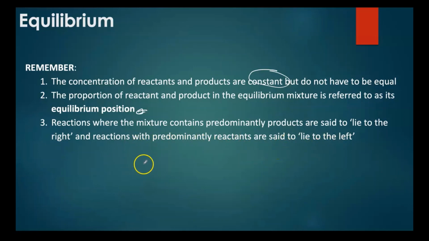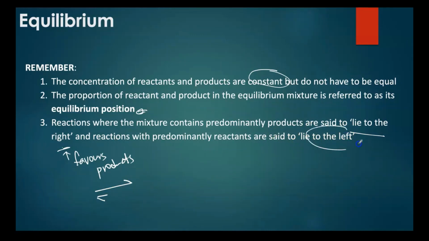This means if it lies to the right, it favors the product, right? Then its equilibrium sign will look like this. If it's favored to the left, this means it favors the reactant. And the equilibrium sign for this type of reaction will look like this.